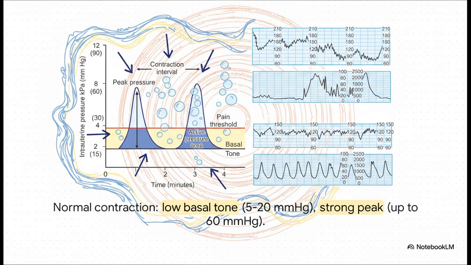Between contractions, see how the uterus has this low resting pressure? We call that the basal tone. And this is so important because that relaxation period is when the placenta gets to refill with blood and the baby gets a fresh supply of oxygen. Then bam, the contraction builds to a really powerful peak. We're talking up to 60 millimeters of mercury, and that provides the force you need. Then it goes all the way back down to that low resting tone. This effective cycle, this is the real engine of labor.